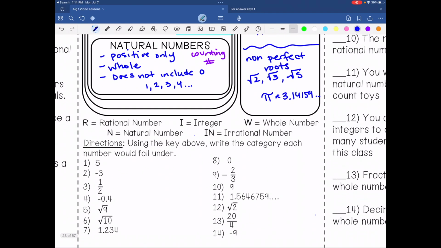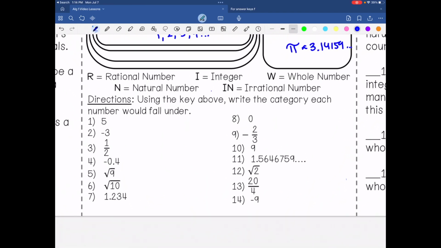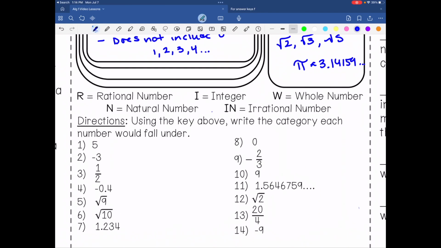So what we're going to do now is take our definitions and fill in these answers, these questions right here. So we have a little key so that we can fit everything, right? R is for rational number. We're going to use I for integer, W for whole number, N for natural number, and IN for irrational number. Now, numbers can be more than one type of number. We're going to start with number 5.